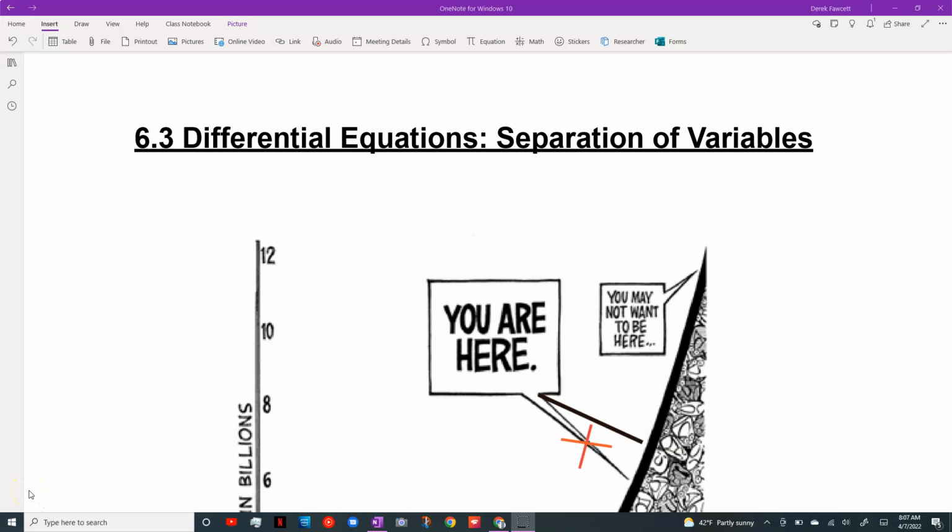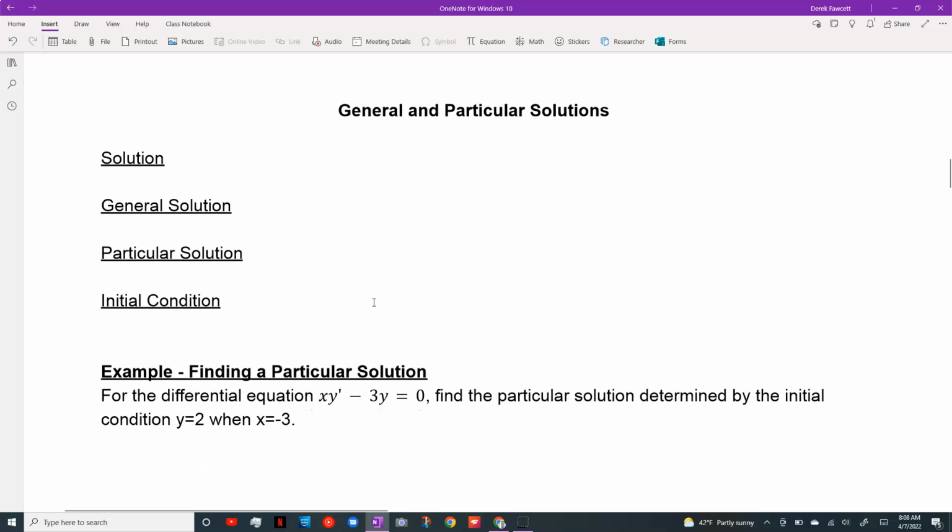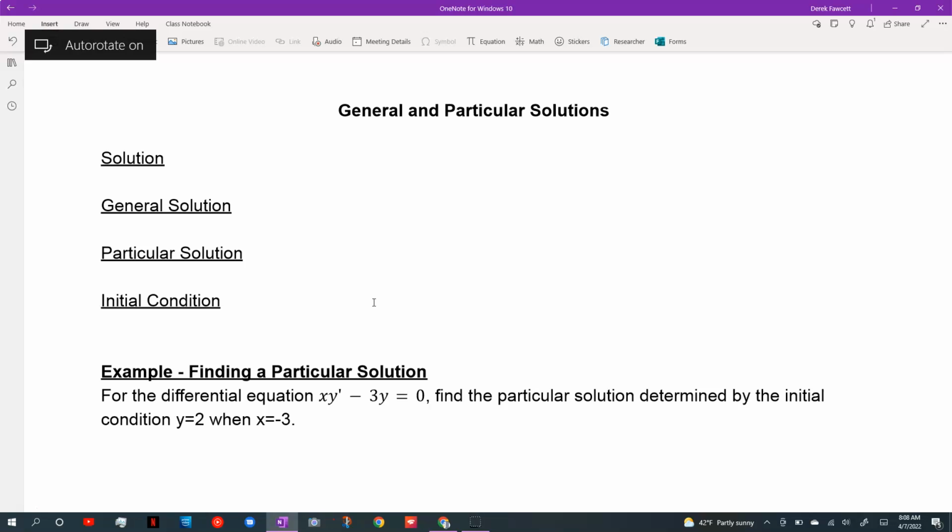In this video, we're going to be looking at differential equations, and we're going to look specifically at separation of variables. We covered this briefly in one or two of my previous videos, but we're really going to deep dive into it here. Before we get too far into it, I just want to review really quickly general and particular or specific solutions and what they are, and redo some of the definitions to make sure we really understand them.